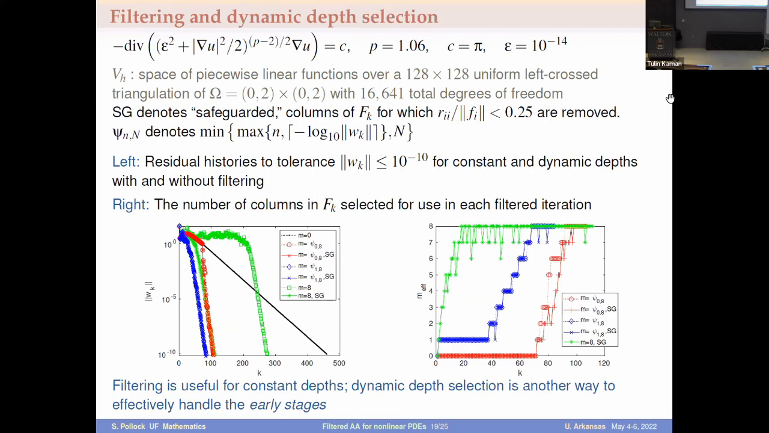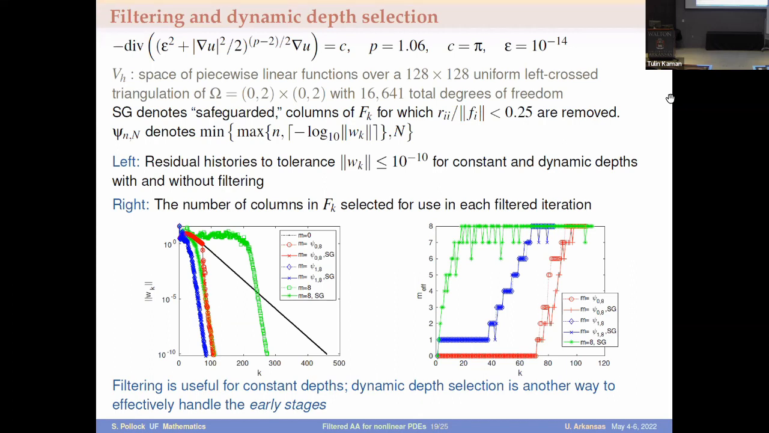So this is the same problem, and here we're looking at dynamic depth strategies with n equals 8, and also using the safeguarding. This line here is just using a constant depth of m equals 8. The other lines here, which are all pretty close to each other, are either using a strategy where we start with a depth of 0 and increase like the log 10 of the residual up to a depth m equals 8, or we're doing the same thing starting with m equals 1.